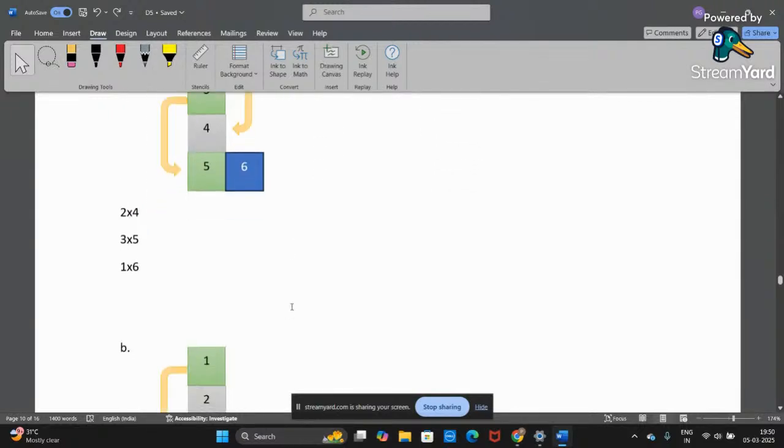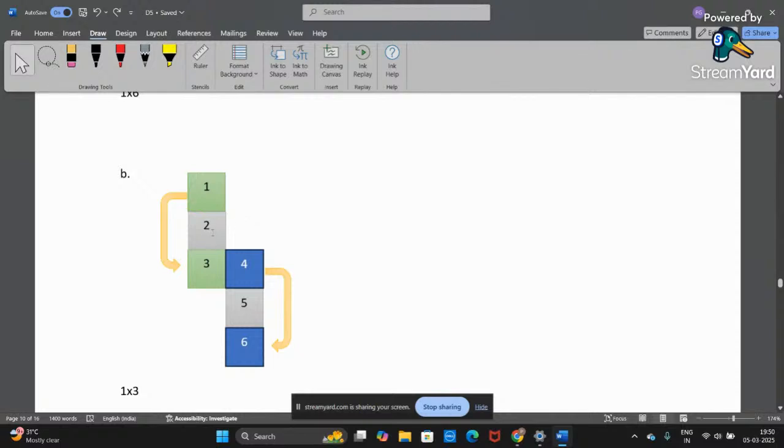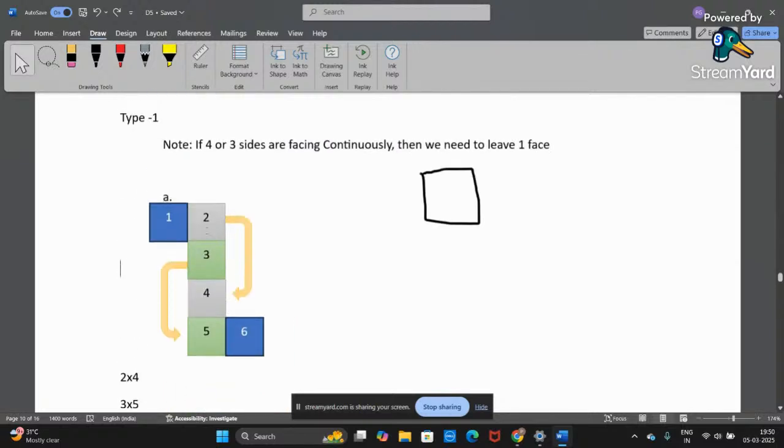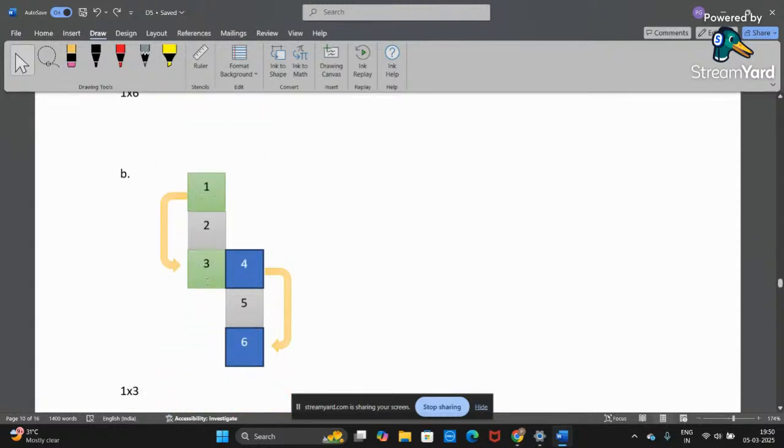Okay. Now let's move on to the next type. Here 4 sides are facing continuously. At that time, we leave one. Here also, 3 sides are facing continuously, so you have to leave one face. Here for 1 the opposite face is 3. For 4 it is 6. Remaining are 2 and 5. For 2 the opposite face is 5.